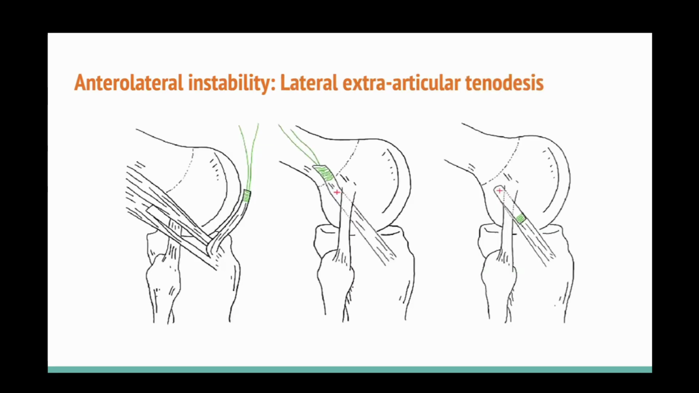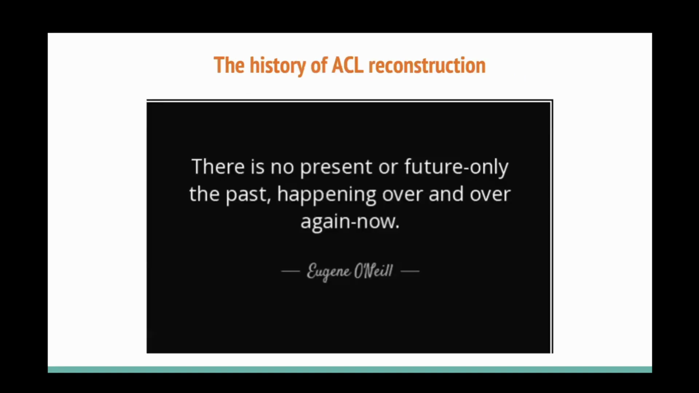For a lateral extra-articular tenodesis, we take a strip of the iliotibial band, we whip stitch it, and we pass it under the LCL, or sometimes we don't. You tack it into the femur, and you can fold it back onto itself. And this is the type of extra-articular augmentation by far that is most commonly seen in the United States.